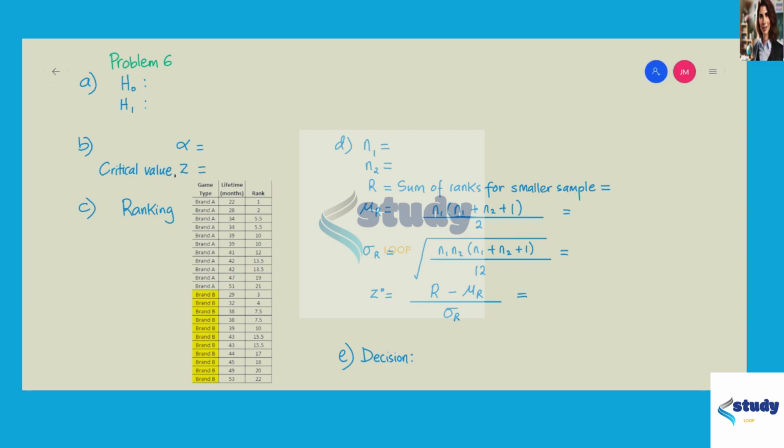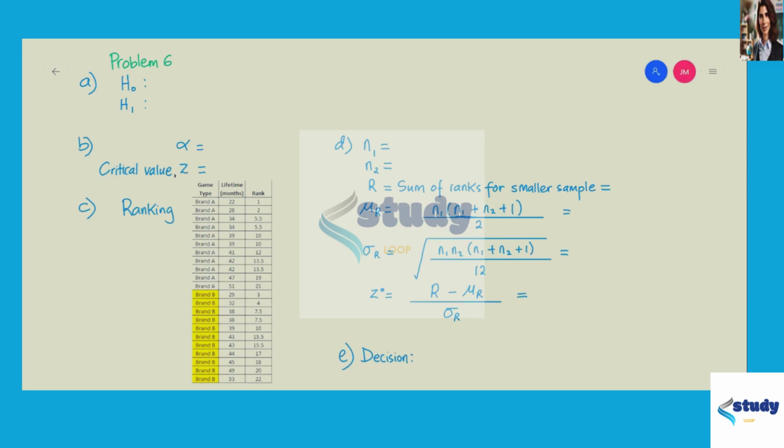In problem 6, we're going to be using some data on the lifetimes of handheld video games to test the claim that there is no difference in the lifetimes of two brands of these handheld video games. And we're going to be doing so using the Wilcoxon rank sum test at the 0.01 level of significance.